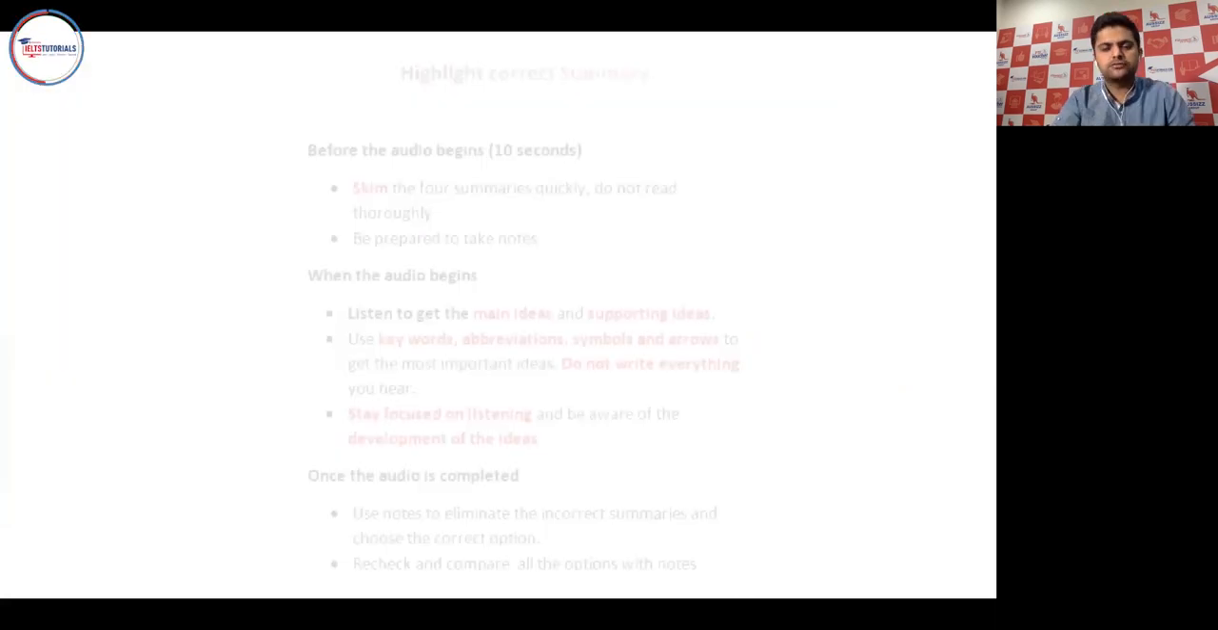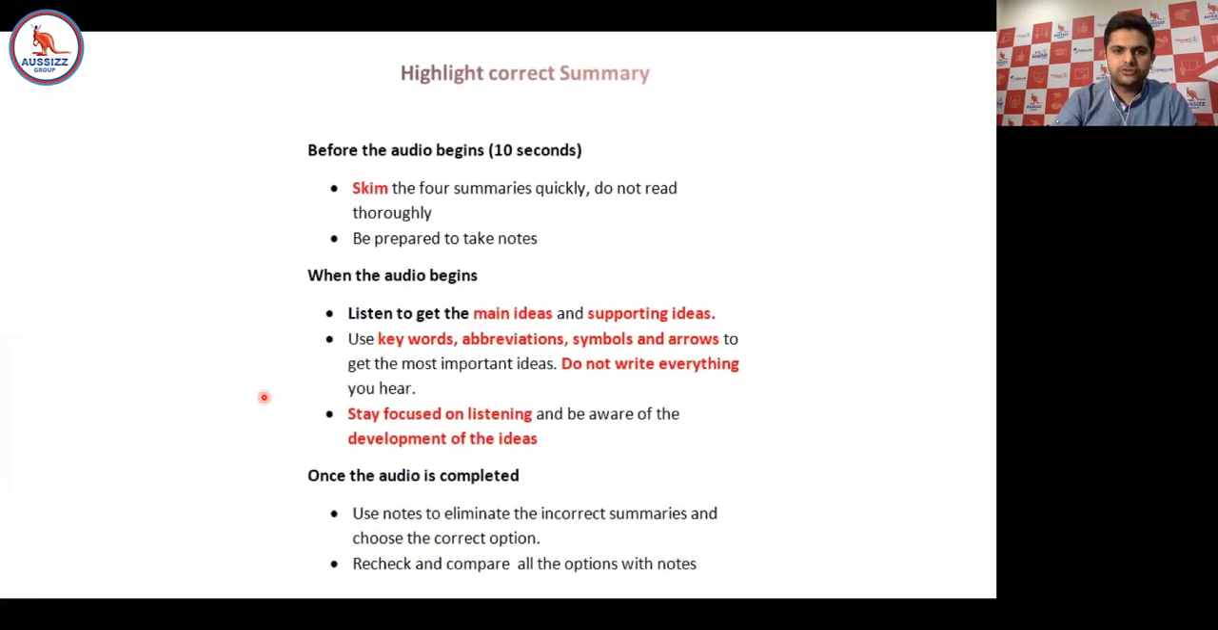What to do for this particular task. Before the audio begins, you have 10 seconds. In those 10 seconds, skim the 4 summaries quickly. Now, do not read thoroughly. You won't have the time to read thoroughly, because that would be like 250, 260 words. You won't be able to read everything in 10 seconds. You might be able to read one, and you're finished and you might be confused. Better just skim it. Just look for some familiar words.